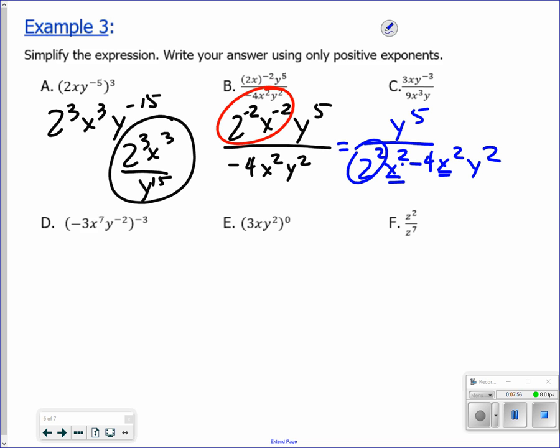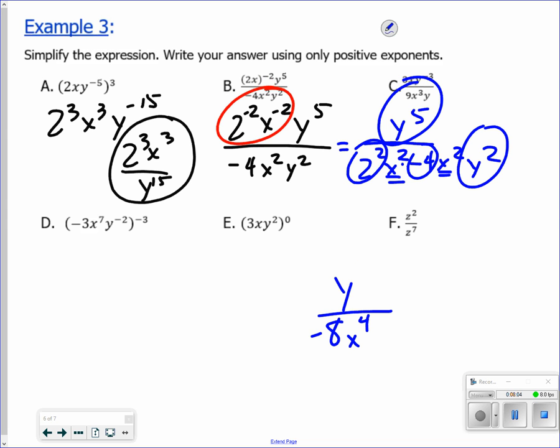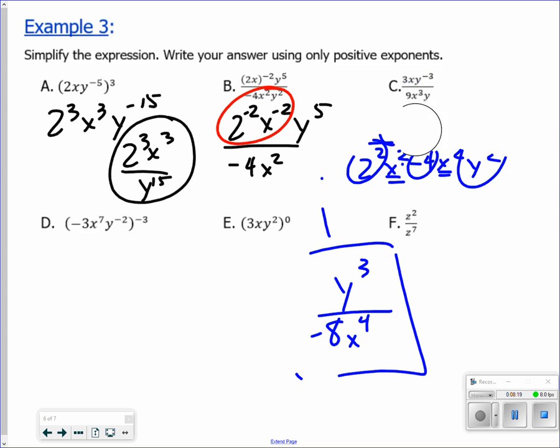2 squared is 4 times negative 4 is negative 8. So here I got a negative 8 on the bottom. Now I have an x to the 4th on the bottom. y to the 5th and y to the 2nd make y to the 3rd. So I'm going to erase this, but that is the answer. I ran out of space, but that is the answer for B. A lot of stuff going on there. Again, I'm going to erase this answer so I have room for the next ones.